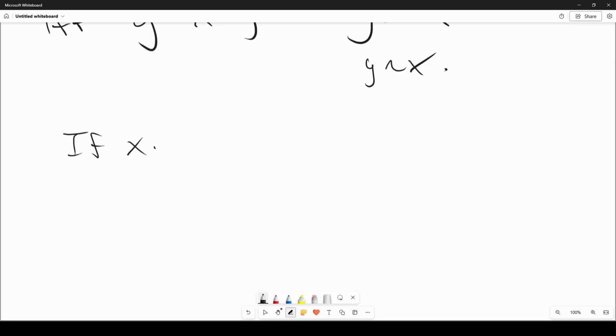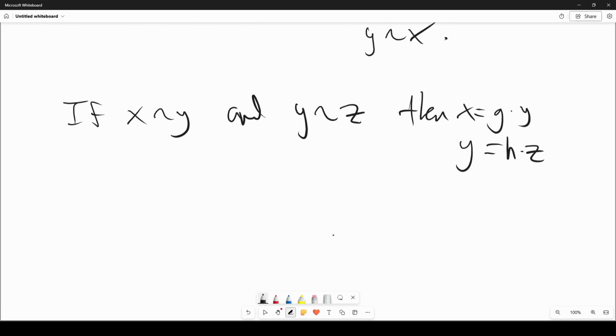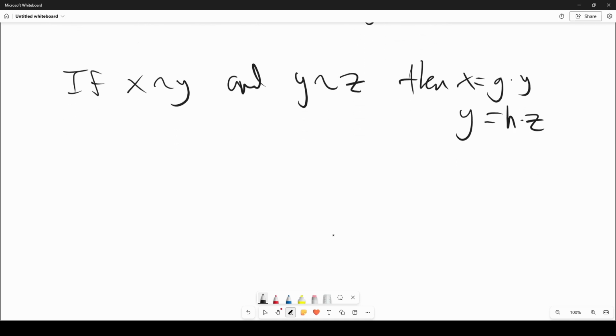So if X is equivalent to Y and Y is equivalent to Z, then we get X equals G dot Y and Y equals H dot Z for some G and H in G. Okay? This is just the definition because we know X is in the orbit of Y and Y is in the orbit of Z, and this is just kind of what that means. If you're in the orbit, then you're some element G dot Y and you're some element H dot Z. Okay. But we can combine these.